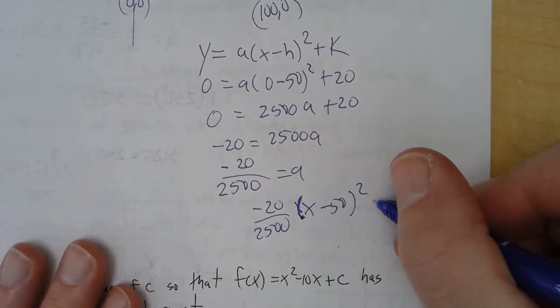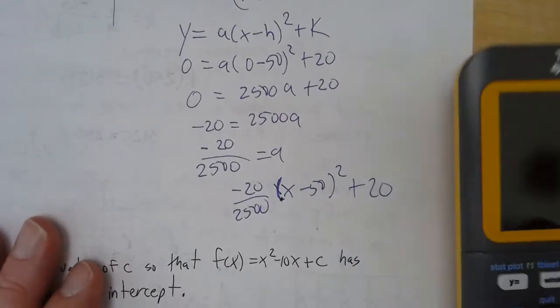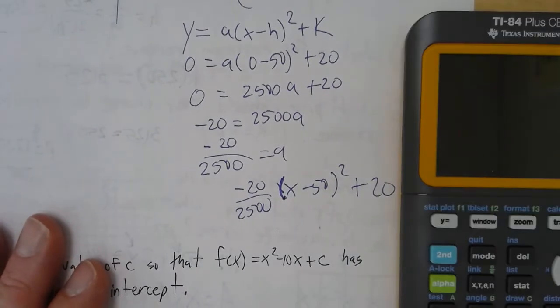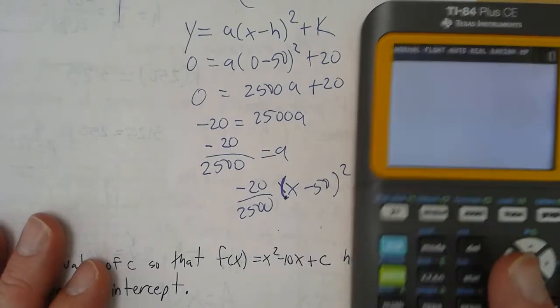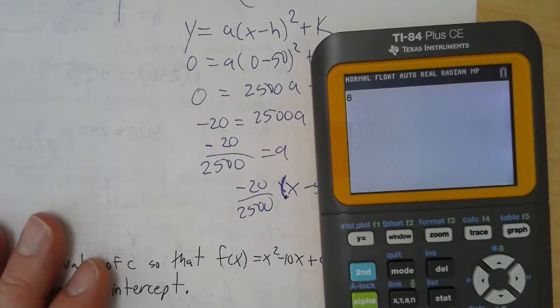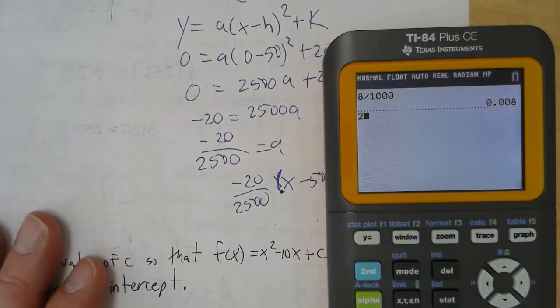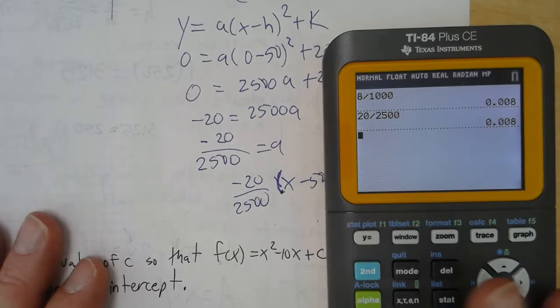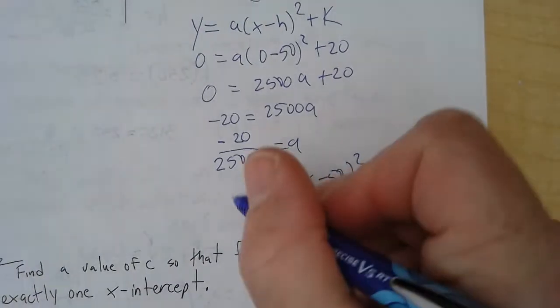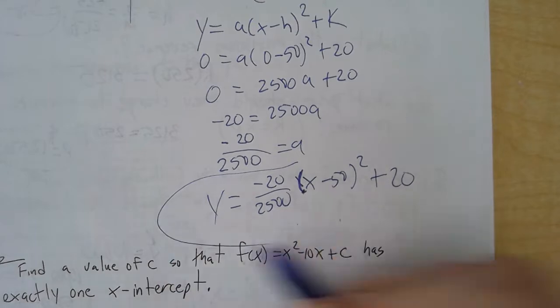Oh, I see. It's different. Plus k, which is 20. So let me check my math here. 8 divided by 1,000 is that, and 20 divided by 2,500 is the same thing. Okay, so I do have the correct equation. Panic there for a second.